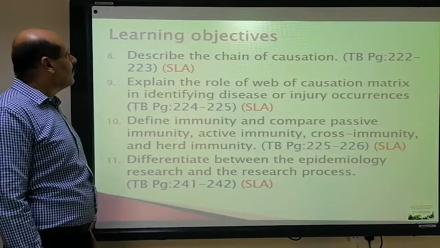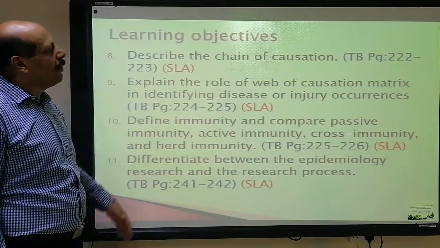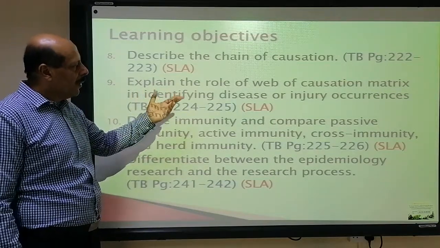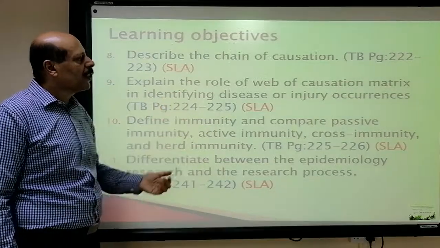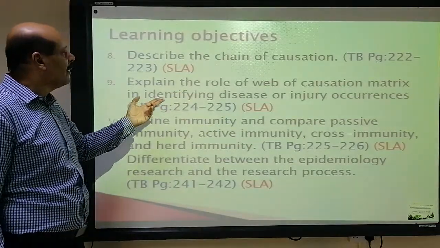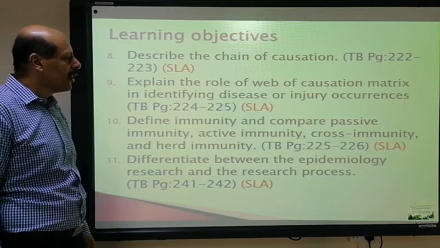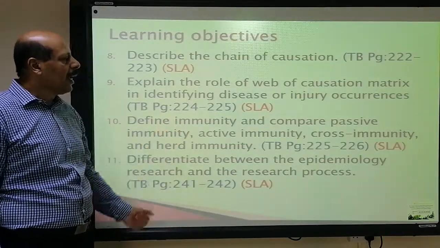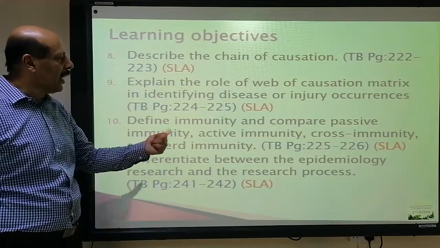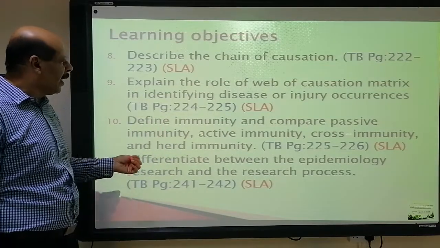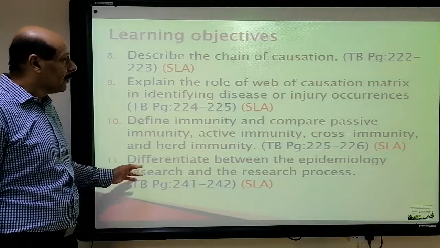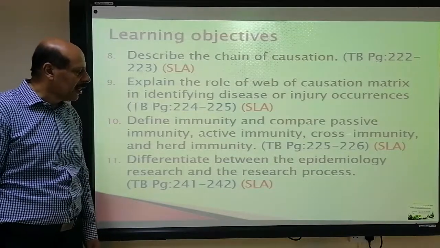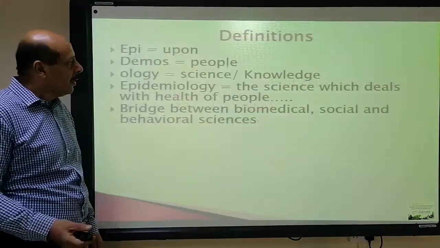The learning objectives also include describing the chain of causation of disease, explaining the role of the web of causation in identifying disease and injury occurrence, defining immunity and comparing passive immunity, active immunity, cross immunity, and herd immunity. Differentiate between epidemiological research and the research process.